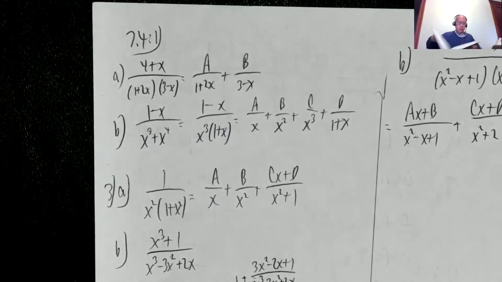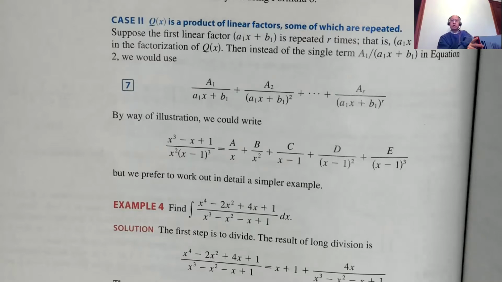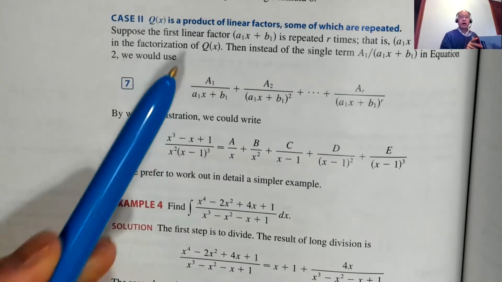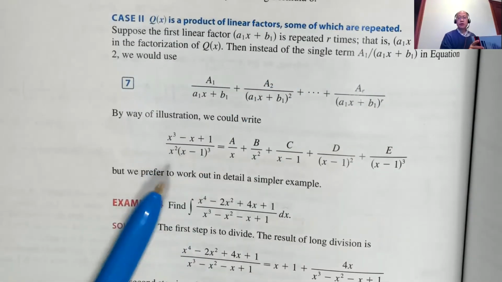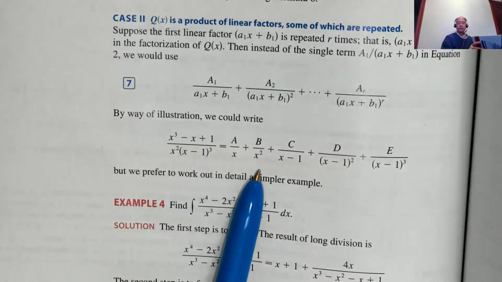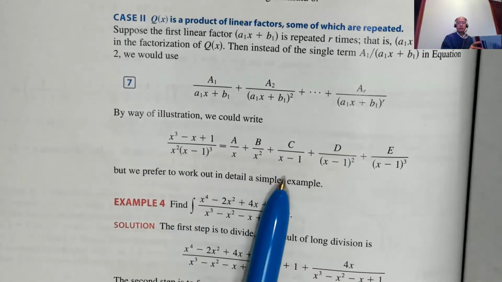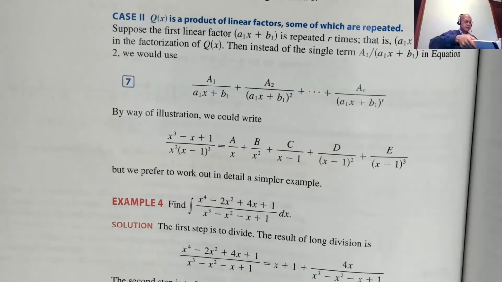Case 2, page 496. Q of x, the denominator, is a product of linear factors, some of which are repeated. Repeated means squared or cubed. So notice x squared, they go x squared. x minus 1 cubed, x minus 1, x minus 1 squared, x minus 1 cubed, a, b, c, d, e.